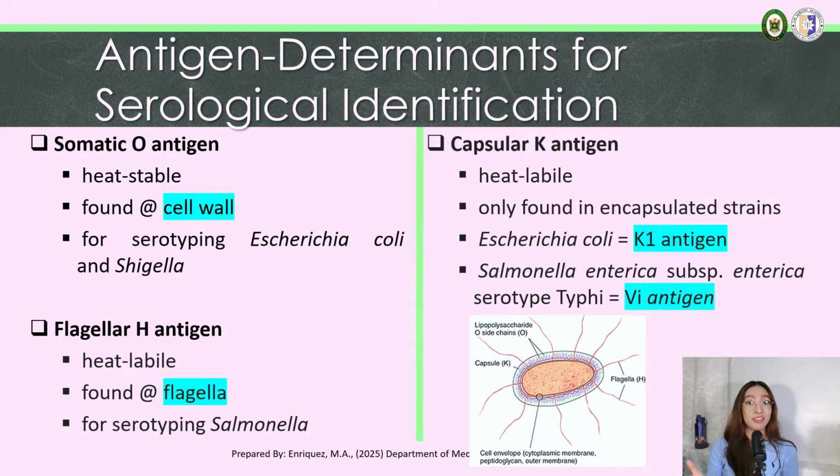And there you have it. Yung somatic O antigen lang po yung madedetect natin. Note that the somatic O antigen is used in the serotyping of Escherichia coli and Shigella species.